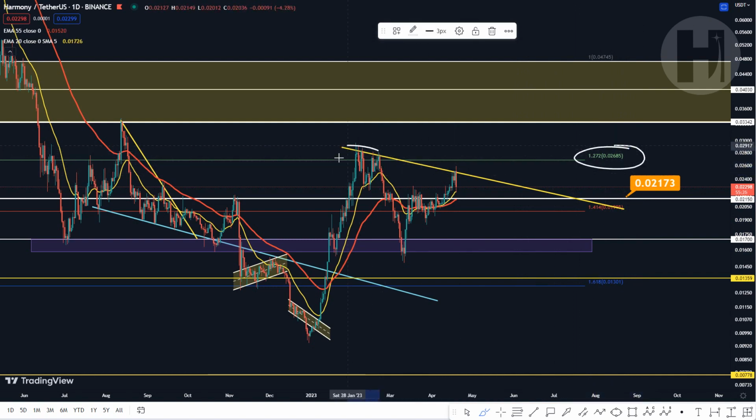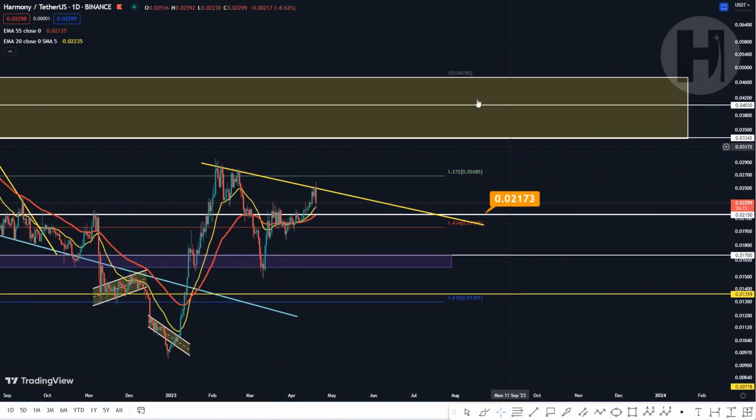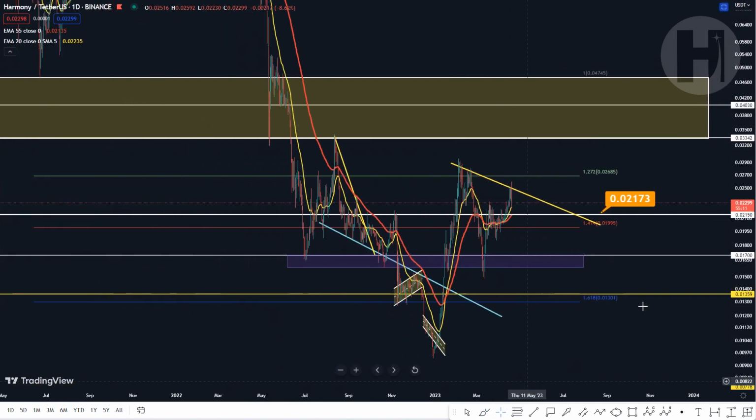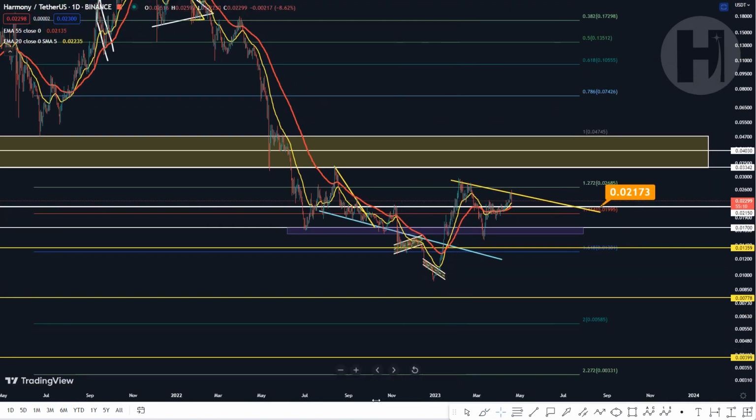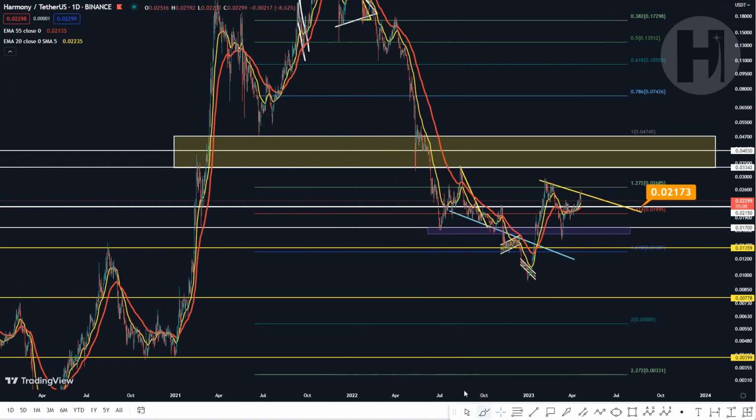That's exactly the level that we retraced to back in February, back in July last year, and back in June last year as well. So that is a major resistance level as well. We also have a golden resistance block above us, as you can see. So this is a pretty major one, and it consists of a few touches here.